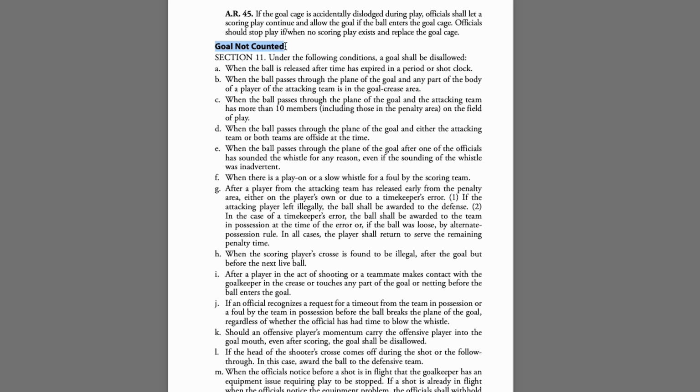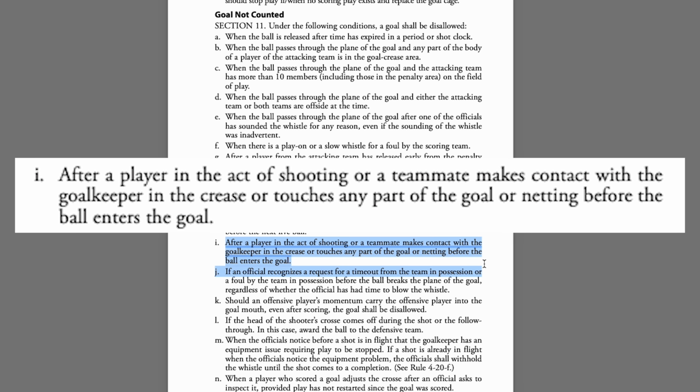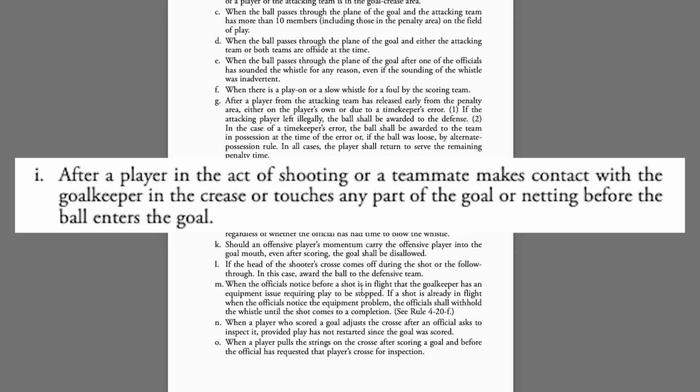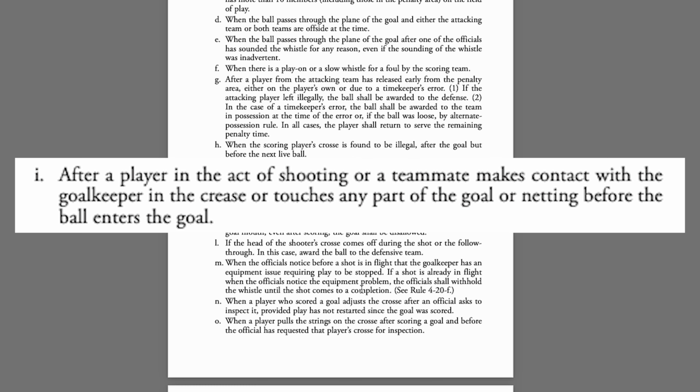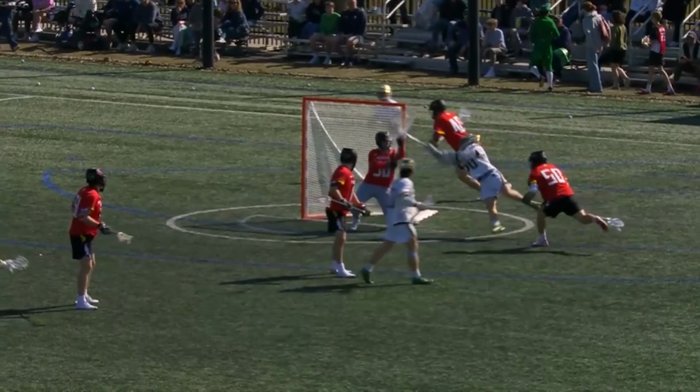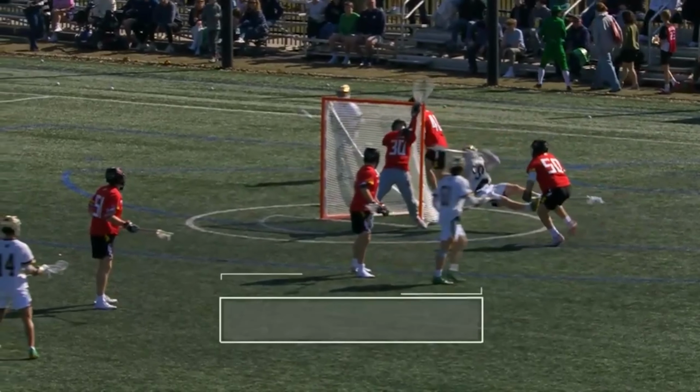Okay, so this play went under review. It was called no goal in the field, and then went under review and was called no goal additionally in the new review process. So first, let's look at the rule. I believe the rule cited here was goal not counted, section 11I: after a player in the act of shooting or a teammate makes contact with the goalkeeper in the crease or touches any part of the goal or netting before the ball enters the goal. Because as Pat was backhand diving, his stick touched the goalie's stick before the ball went in the net, this is no goal. So the rule is there.